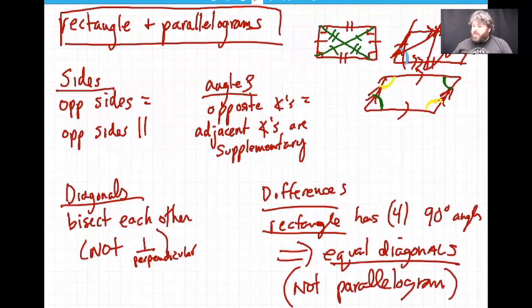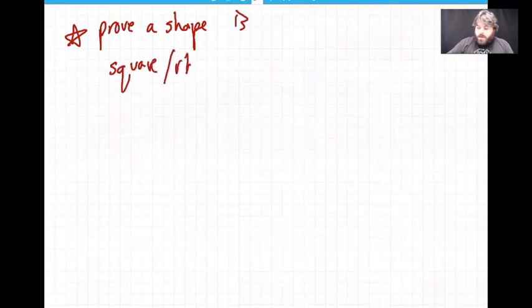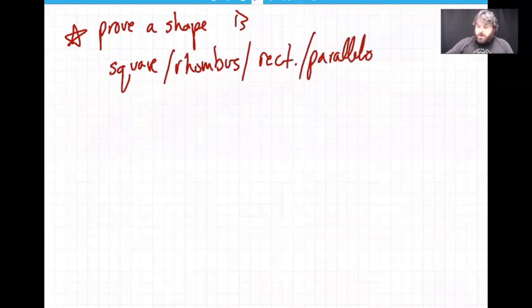Okay, so one thing right here is that you are going to have to be able to do this on the test. You're going to have to prove that a shape is a square or a rhombus or a rectangle or something like that. They're going to give you basically coordinates on a coordinate plane, and they're going to ask you to say, is this a square? Is this a rectangle? Is this a parallelogram or a rhombus? Okay, so you're going to have to prove that a shape is maybe a square or a rhombus, or a rectangle, or a parallelogram.